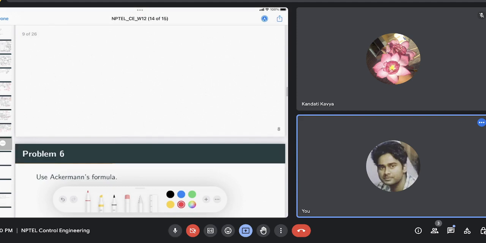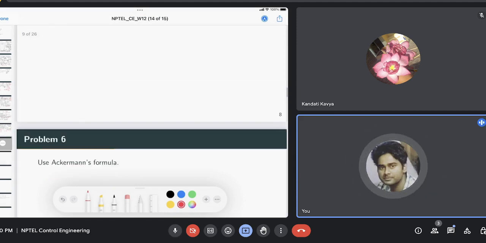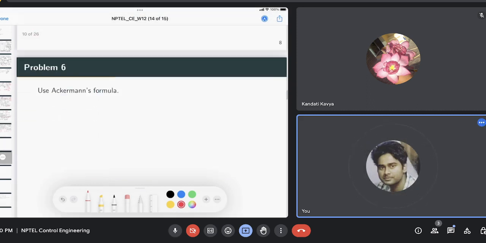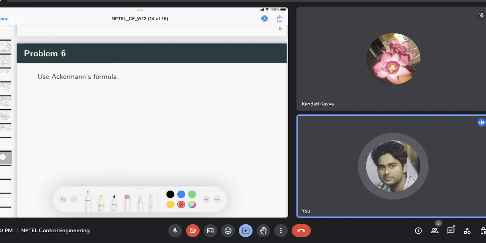Now we will use a different method to do that. We'll use Ackermann's formula. If you remember, this Ackermann formula is applicable only for a fully state controllable system. Why? Because of the way the formula is built.